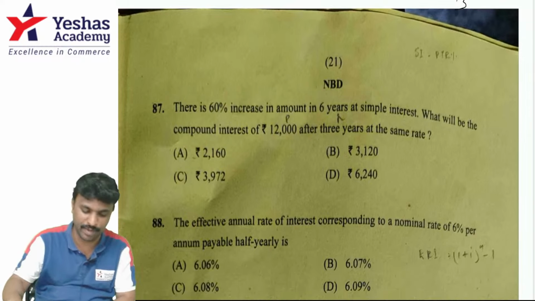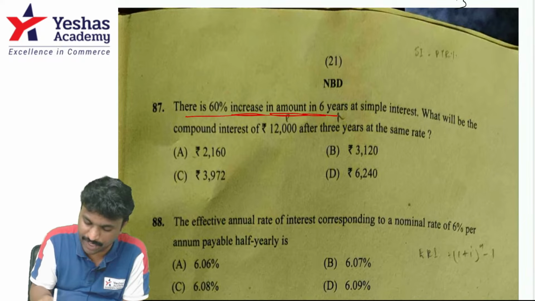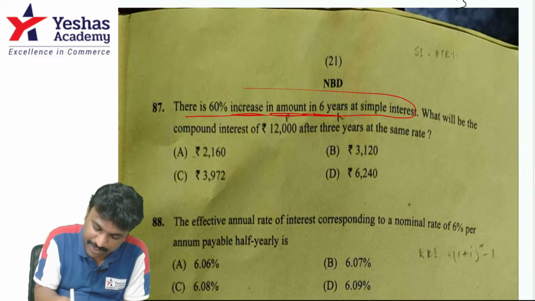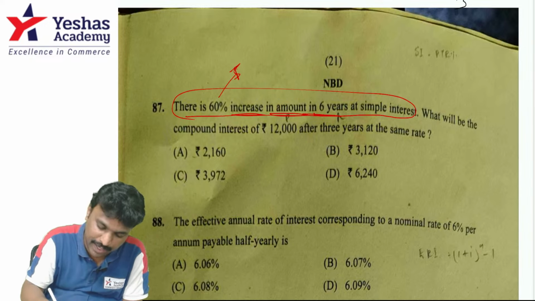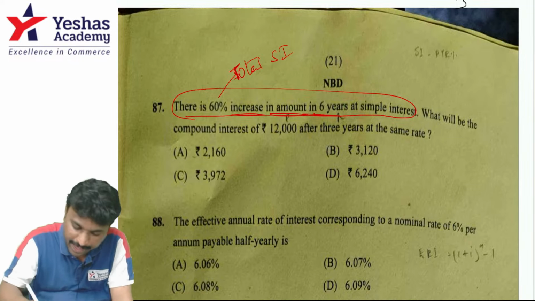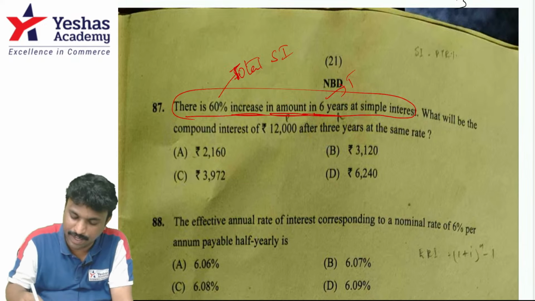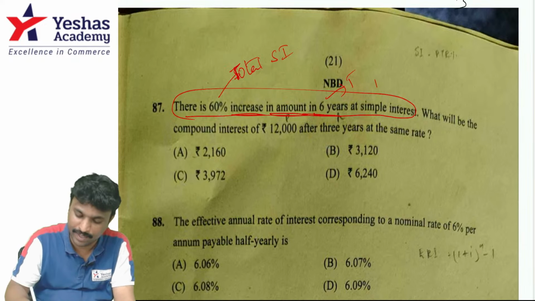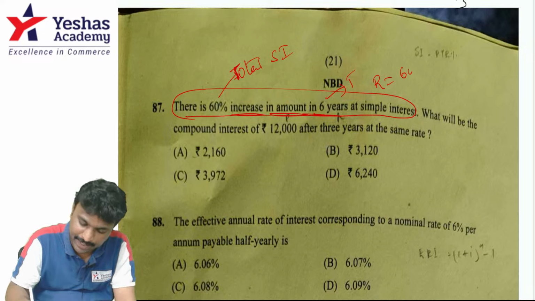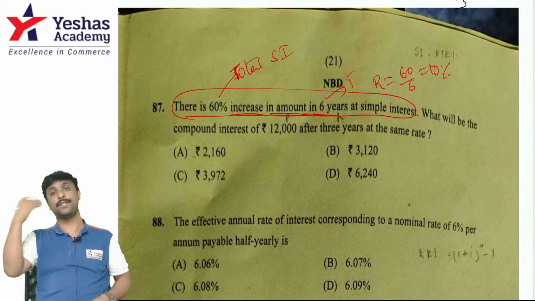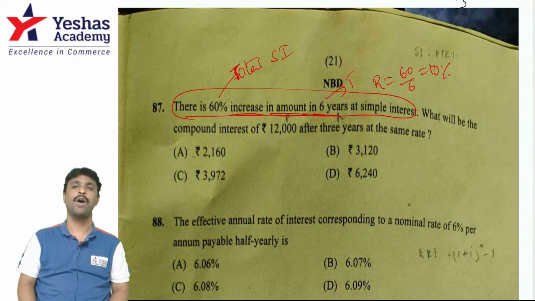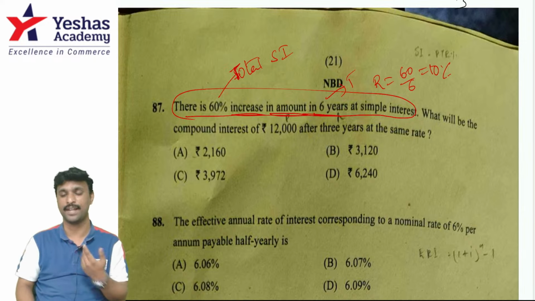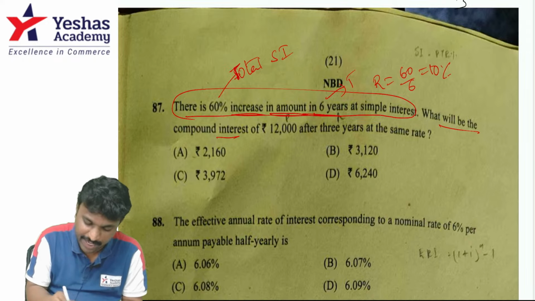Have you understood? Question number 87, there is 60% increase in the amount in 6 years at simple interest. That means total increase is because of SI only. Total SI is 60%. In how many years? 6 years. That means SI per annum, R will be total SI 60 divided by 6, which is nothing but 10, 10% per annum. Obviously, 1 year it is 10% only because there are 6 years. What will be the compound interest of 12,000 after 3 years?